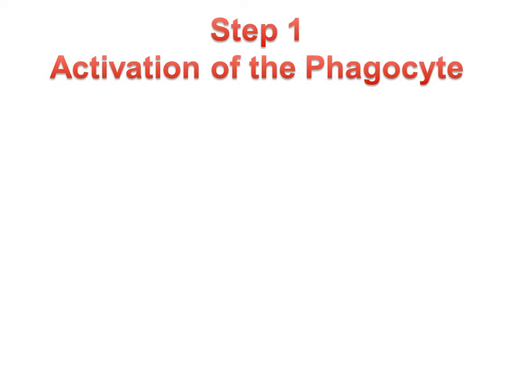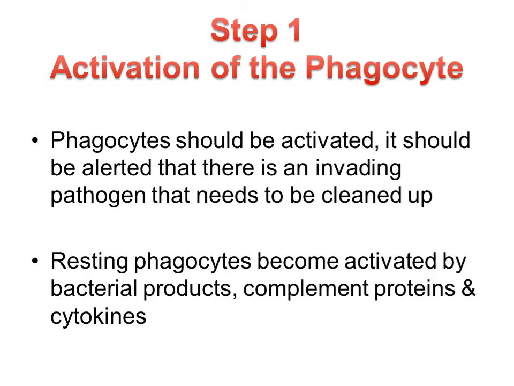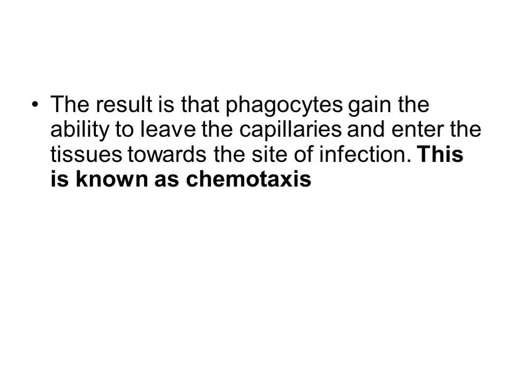Step 1 is the activation of the phagocyte. First, the phagocytes should be activated. It should be alerted that there is an invading pathogen that needs to be cleaned up. The result is that phagocytes gain the ability to leave the capillaries and enter the tissues towards the site of infection. This is known as chemotaxis.